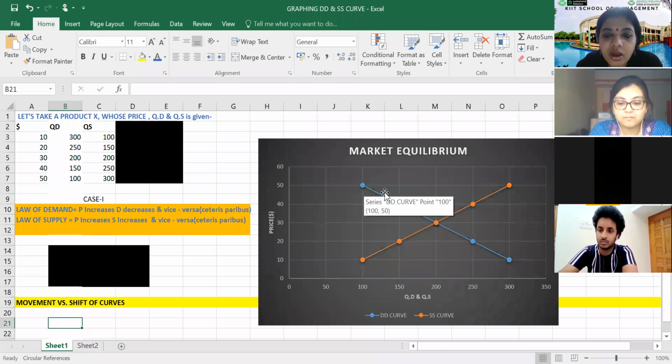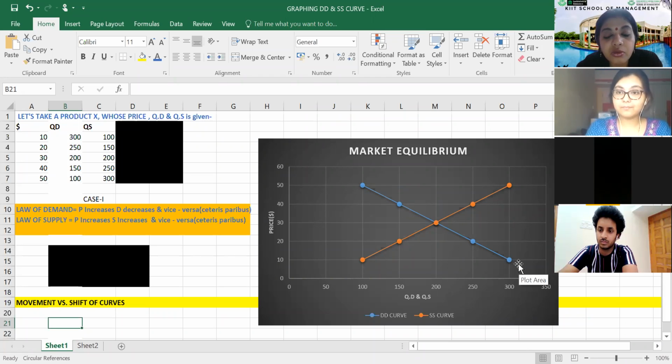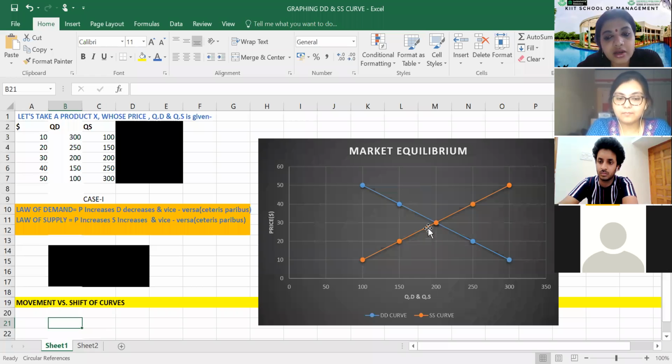Similarly, in supply, you are moving along the same curve. In demand also, the blue line indicating the demand curve, you are moving along the same curve. So this is what is known as movement along the curve. And here, the major factor which has affected the movement is price and only price. No other factor has been responsible for this movement.